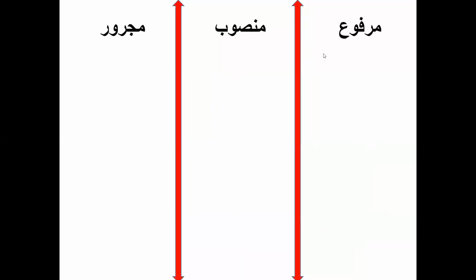Okay, what you have to make is three columns: marfu, mansub, and majroor. Whatever word you see in Surah Al-Ghashiyah in the marfu state, you write in the first column; whichever word is mansub, you write in the second; and majroor in the third. This is your homework for practice, and you can see the solved homework in the description box, so you can check your answers yourself. Inshallah, I will give the PDF for the solved homework in the description box.